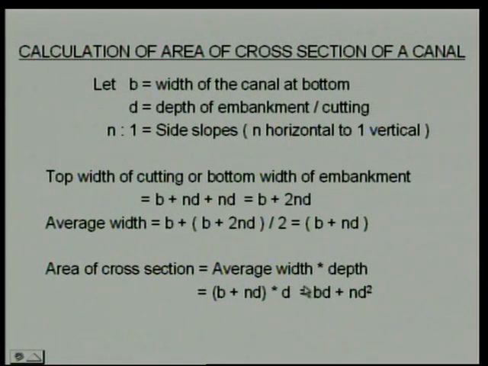The average width is b plus n into d, multiplied by the depth of the canal, which is d. So, the area of cross section of a canal or a road is b into d plus n into d square. This is how we compute the area of cross section of a canal or a road.